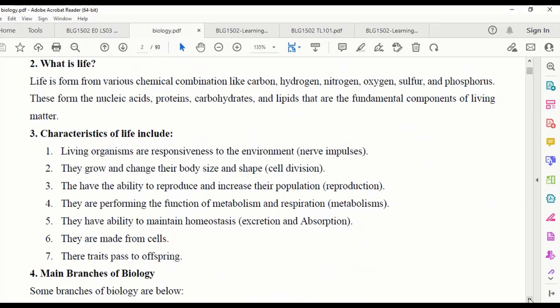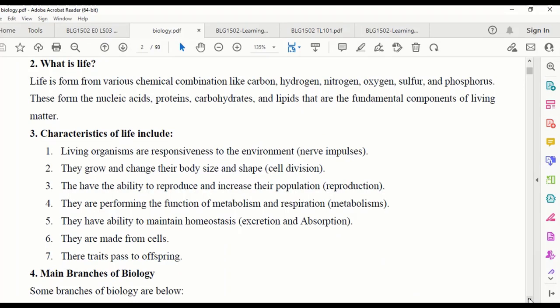Living organisms respond to the environment, the nerve pulse, they grow and change their body size and shape. We're talking about cell division. They have the ability to reproduce and increase their population, reproduction. They perform function and metabolism and respiration. They have the ability to maintain their homeostasis, excretion, and absorption. So homeostasis, you should check the definition of what homeostasis is. You'll see it somewhere in your exercises. So that is the process where you maintain your homeostasis.